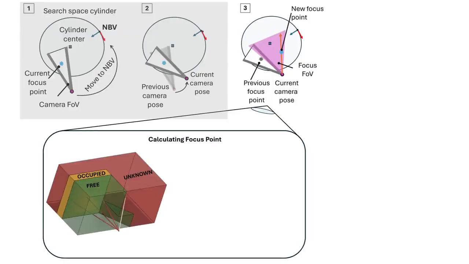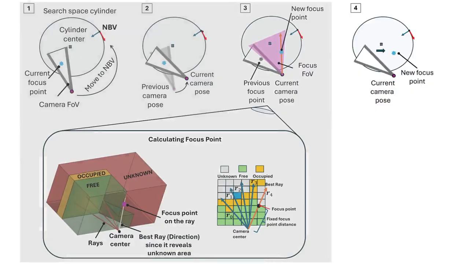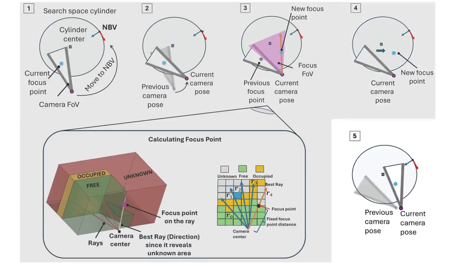We compute a focus point that helps the robot reveal more unknown area while traveling to the next best view. To do this, we cast rays from the camera center and evaluate each ray using entropy along the ray. We select the ray with maximum entropy as the best ray and place a focus point on it. Keeping this point within the camera field of view directs the robot toward informative, unknown areas. After calculating the new focus point, the visibility constraint guides the robot to keep it within the camera's field of view. The robot maintains this point until it either determines a new focus point or reaches the next best view.